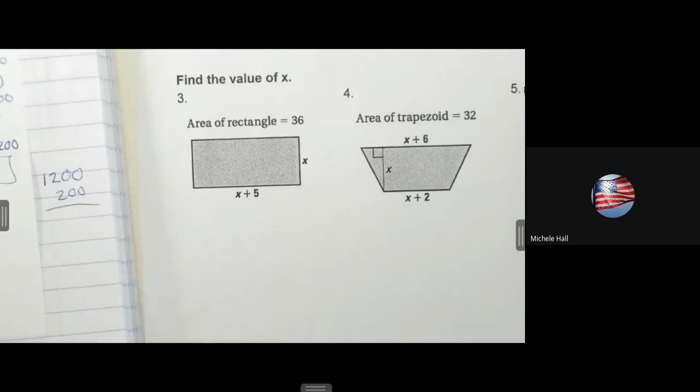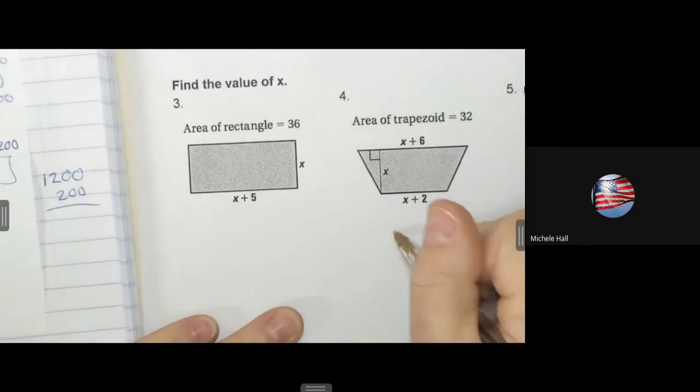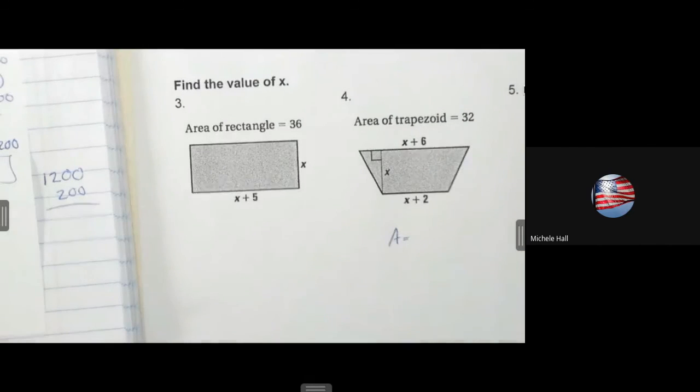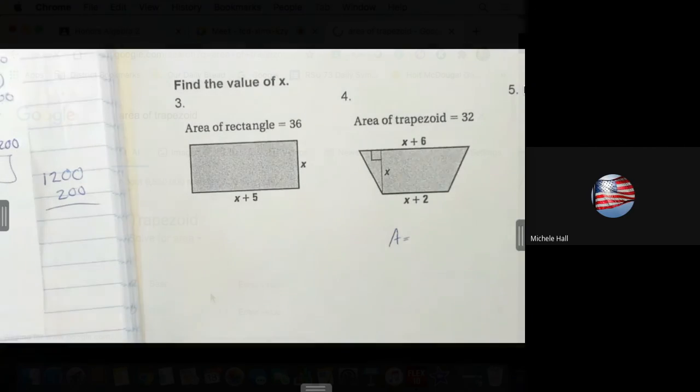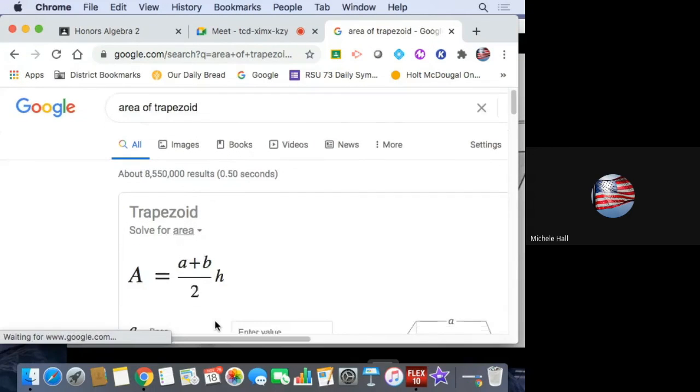Find the value of x of a trapezoid. Yikes. Who knows the formula for the area of a trapezoid? So what are you going to do about it? Exactly. Thank you, Jaden. He holds up his phone. Yeah, Google it. All right, there we go.